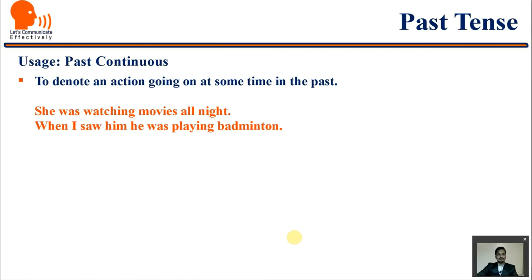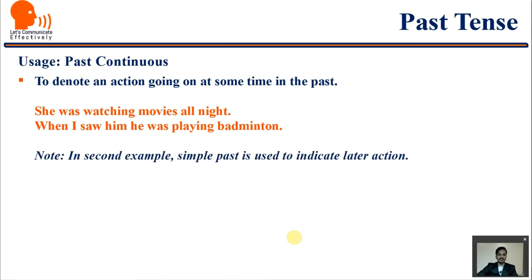When I saw him, he was playing badminton. Just note one important thing here. In the second example, particularly, simple past is used to indicate the latter action. When two past actions come together, we use simple past to indicate the latter action, and we use past continuous to indicate the action which was already happening. Like, when I saw him, he was playing badminton. Playing badminton was already going on, and then I saw him, right? So I saw is the latter action, and he was playing badminton is the first action.